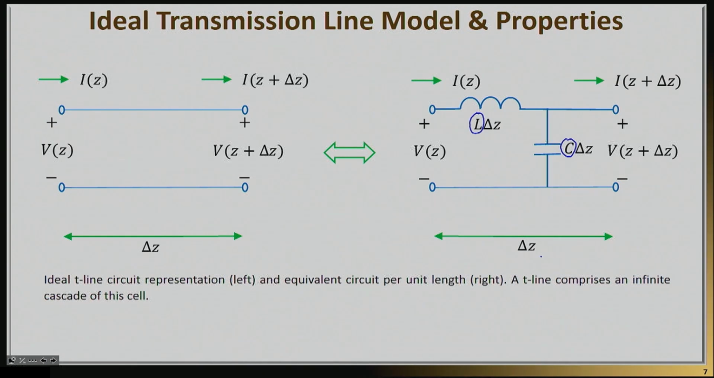So let's see how we're going to analyze this. We're going to assume that we have some type of a voltage on the left-hand side, which I have called here V of z. That means that right at the end of that unit cell, I will have a different voltage, V of z plus delta z. Similarly, I will have some type of current that enters the unit cell, I of z, and some type of current that exits the unit cell, I of z plus delta z.